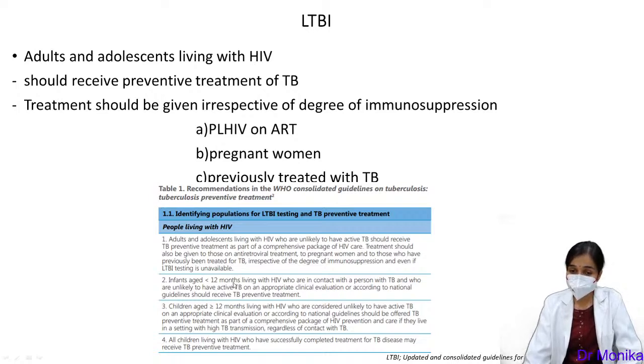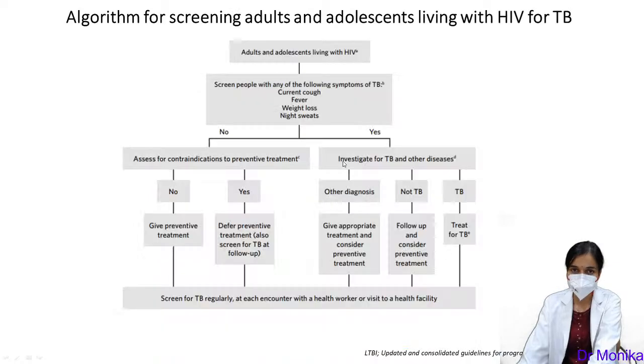Also, infants aged less than 12 months with HIV who are in contact with a person with TB, once it is found that there is no active TB, must be given preventive treatment. Similarly, all children with HIV who have successfully completed their treatment of TB should also receive TB preventive treatment. Also, pregnant women should receive TB preventive treatment.